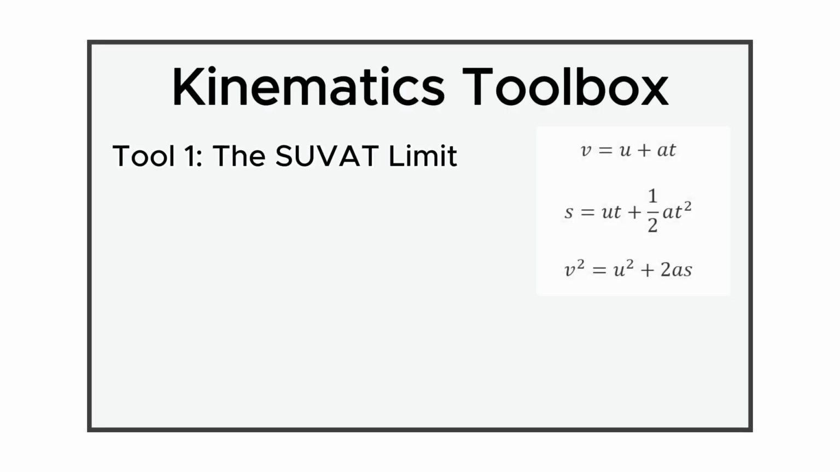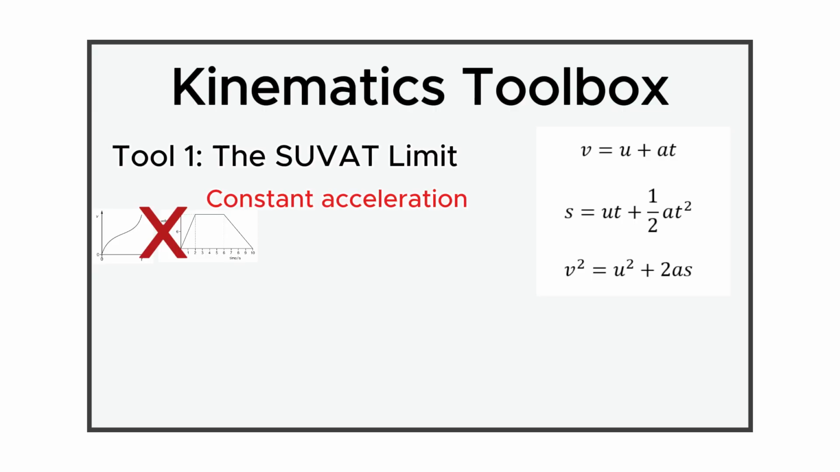First, we have the SUVAT equations. These are powerful, but they have a strict limit. They only work when acceleration is constant. If you see a curved line on a velocity-time graph, or if the slope changes abruptly, like we saw in MCQ 5, you cannot use one single SUVAT formula for the whole journey.